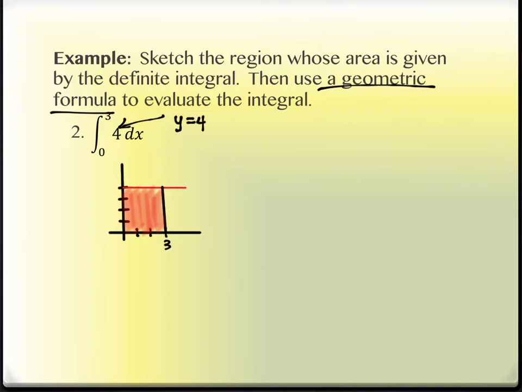What is the shape? It's a rectangle. How do you find the area of a rectangle? Length times width, or base times height if you prefer. What are the length and the width, I don't care what order they're in, of this shape? 4 and 3. And 4 times 3 is 12.